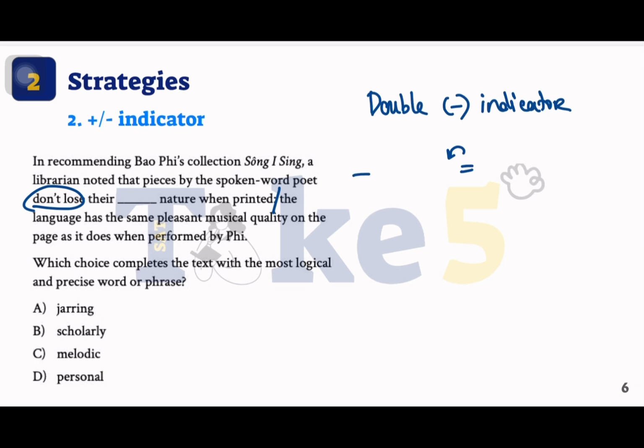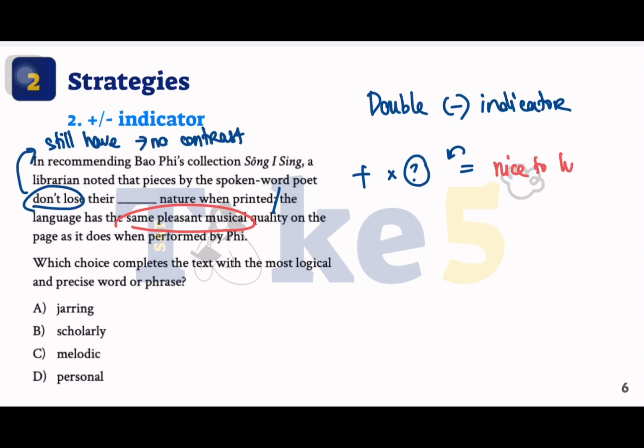However, very carefully see that if A doesn't lose B, it means A still has B. So in fact, there is no contrast at all. Be careful with this. So the sign has to be a plus. Then we complete the equation by finding the DBR, which is same pleasant musical quality. You need to quickly be able to paraphrase this to be a DBR like nice to listen to, then assign, let's say, a positive here.